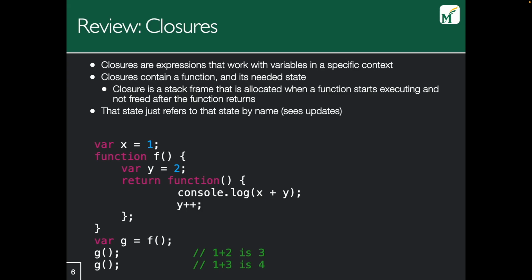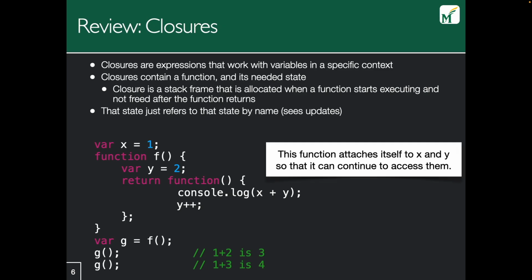So if we first set this variable g equal to f, this is really just mapping this function to the variable g. So we're calling this function f. This function f is executing, but because it's defining another function within it, we're capturing the context that's needed here and assigning it to this variable g. And then when we call g twice, it's executing that inner anonymous function. This inner anonymous function attaches itself to x and y so that it can continue to access them.